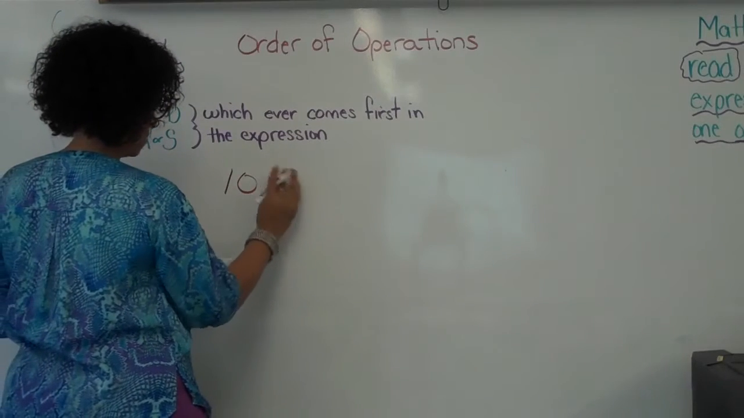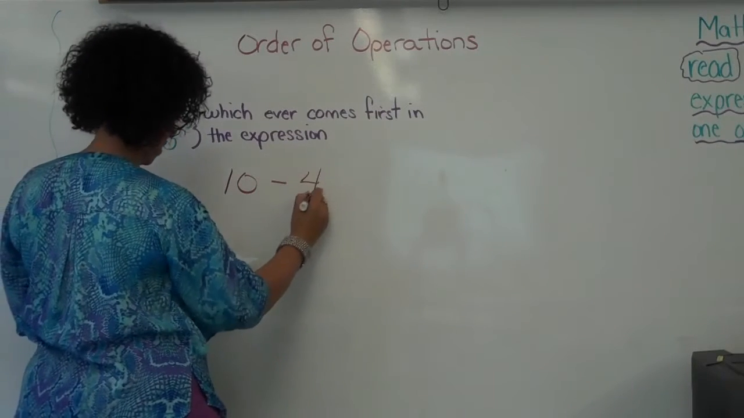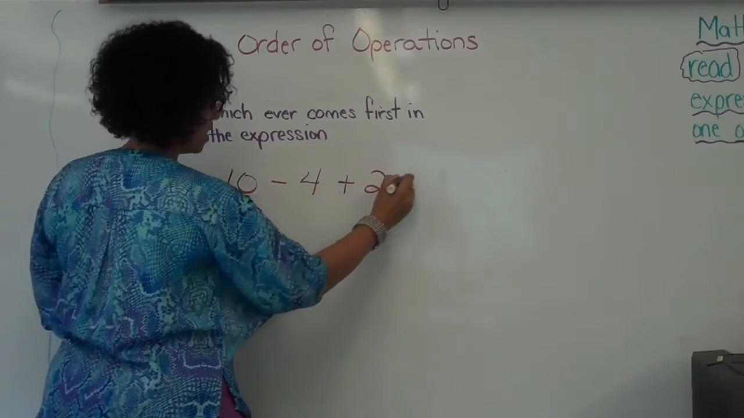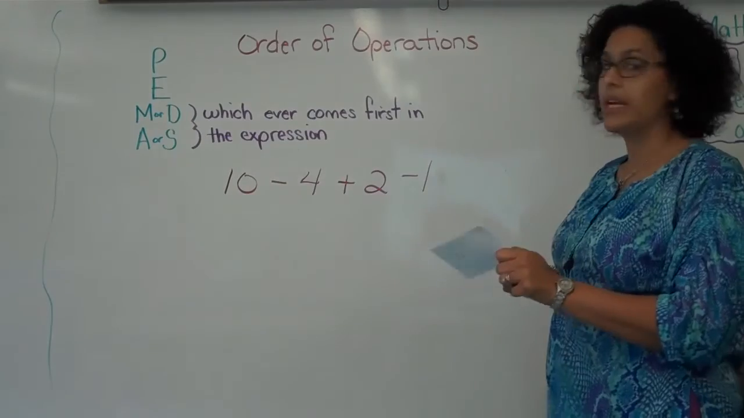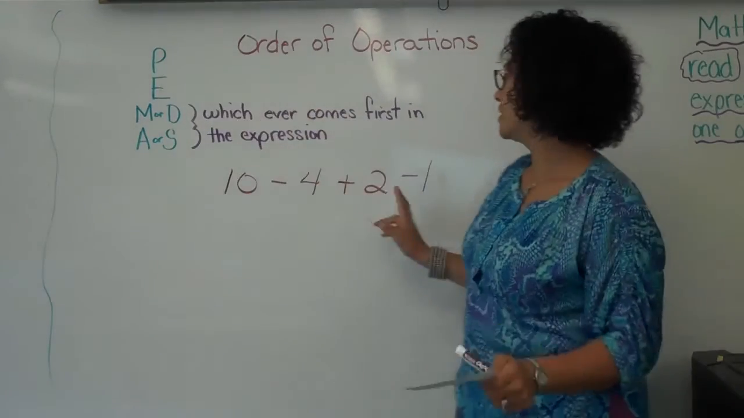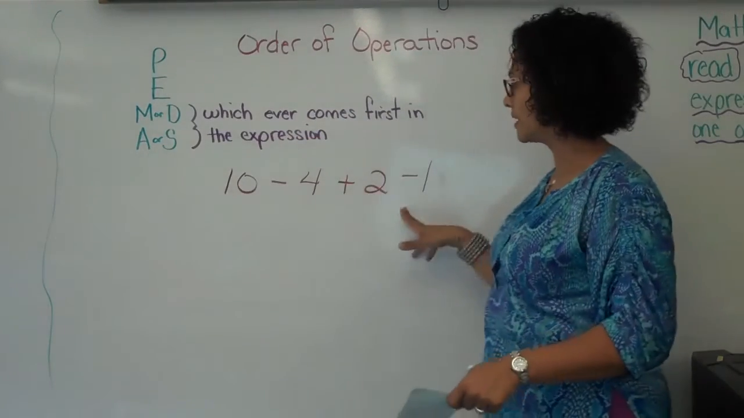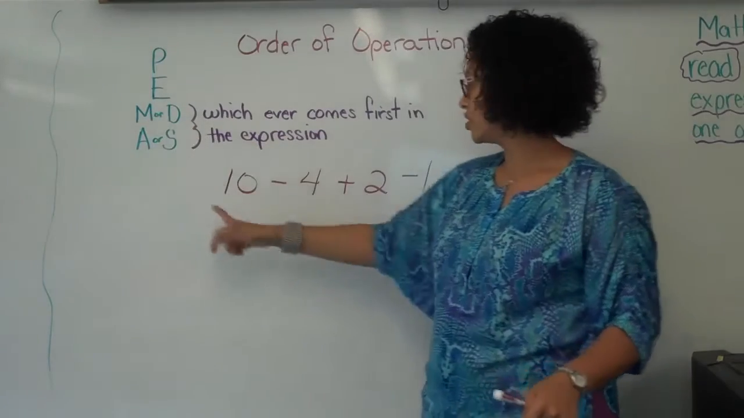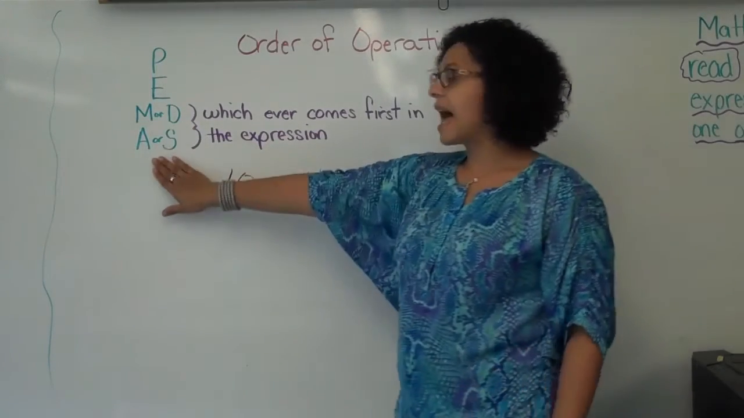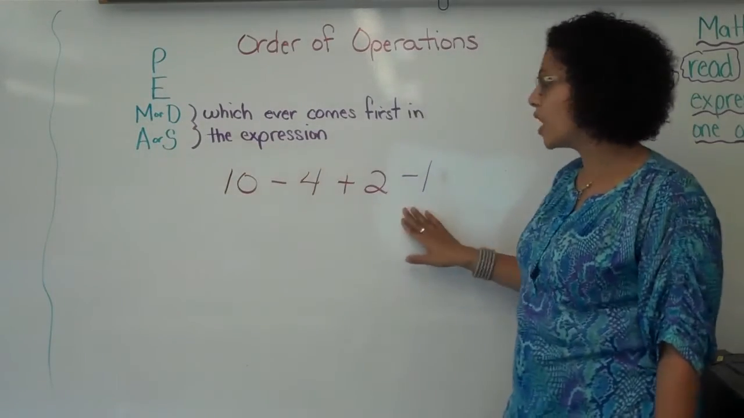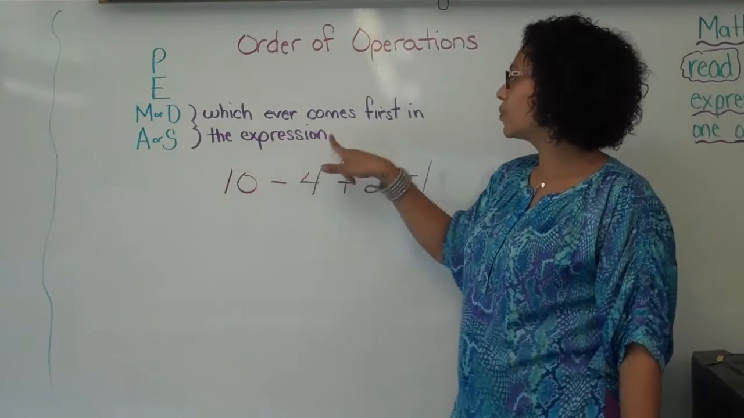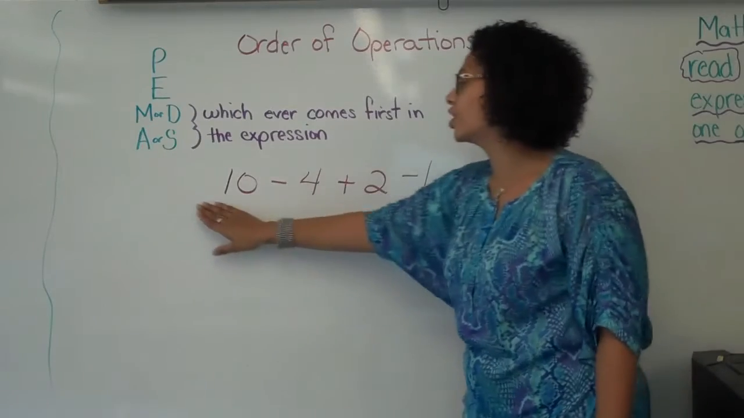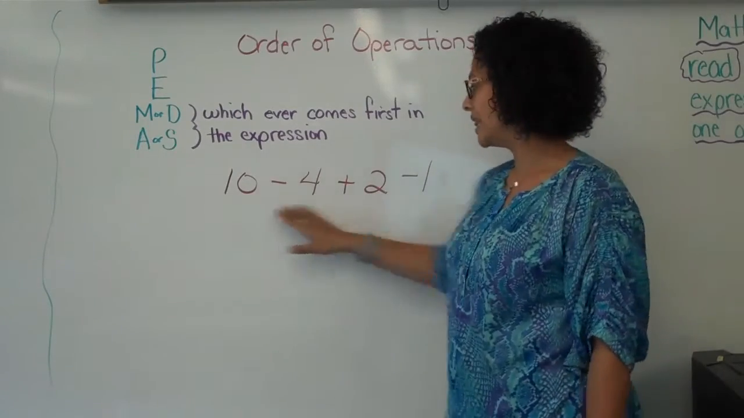10 minus 4 plus 2 minus 1. Lots of adding and subtracting. So when I look at my order, no parentheses. Exponents, no exponents. Multiplication or division, neither of those. Adding or subtraction, I have both. Doesn't matter which one comes first. What matters is what I do first in the expression. I have to follow the expression, left to right.